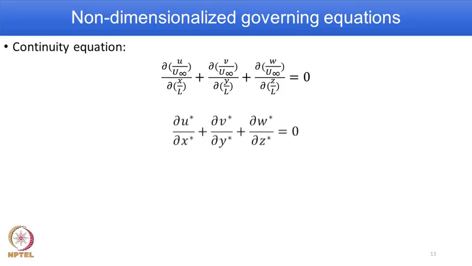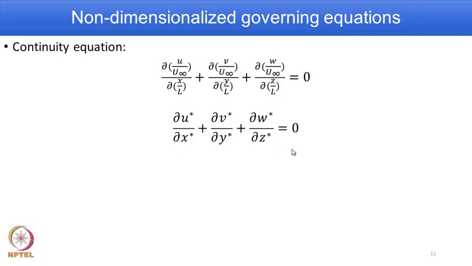Now, we will try to do non-dimensionalization of the continuity equation. So, we know ∂u/∂x plus ∂v/∂y plus ∂w/∂z equal to 0, and we just now learned how to represent them by length scale and velocity scale, and that is written here. And we also define u/u∞ as u*, x/L as x*, and so on. So, we get ∂u*/∂x* plus ∂v*/∂y* plus ∂w*/∂z* equal to 0.